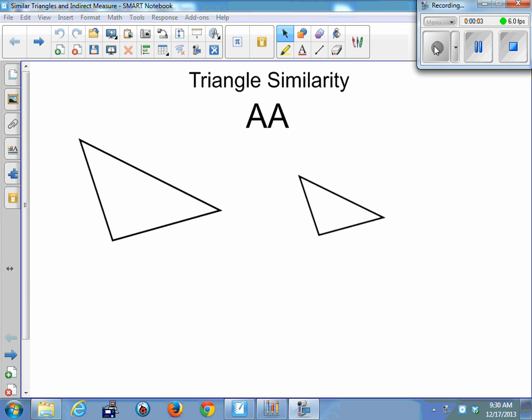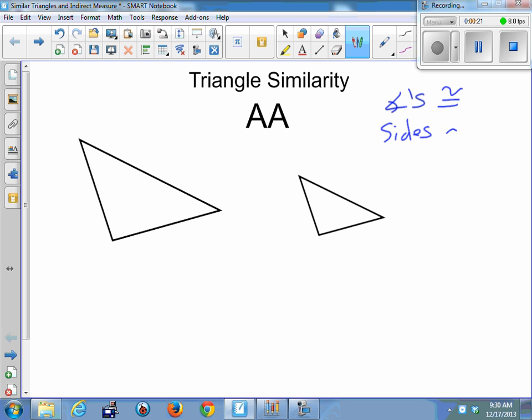All right, today we're going to talk about triangle similarity. We've done similar figures before, so let's talk about what similarity means. Similarity means the angles are congruent, so all the angles are the same, and that the sides are just similar.